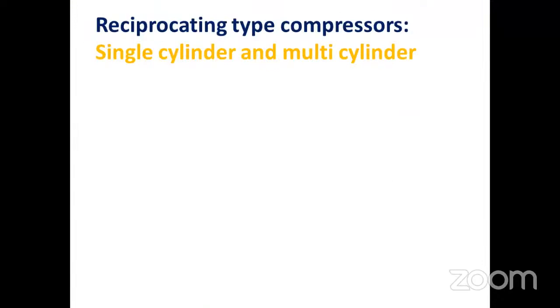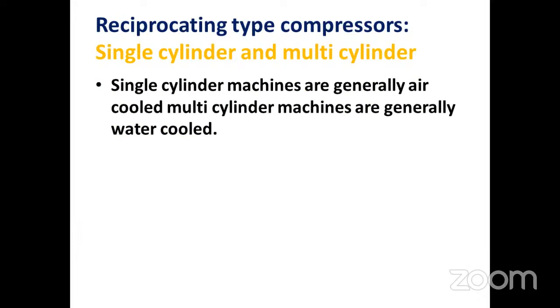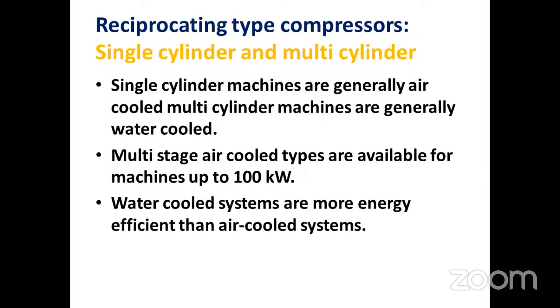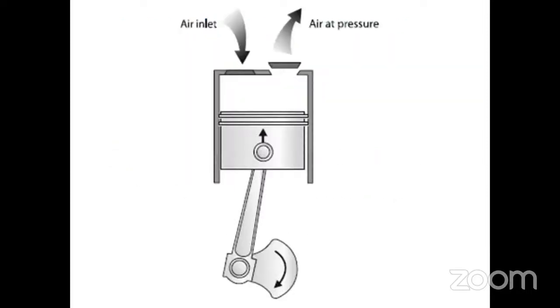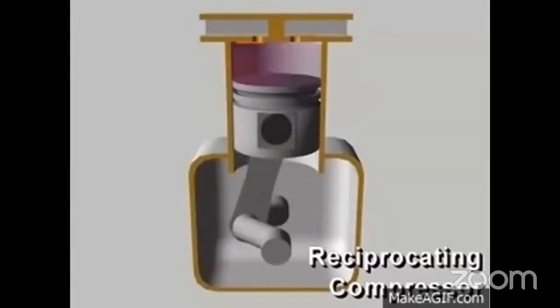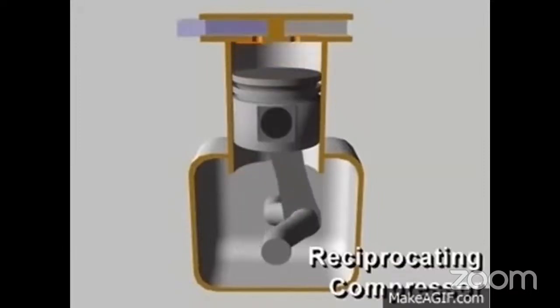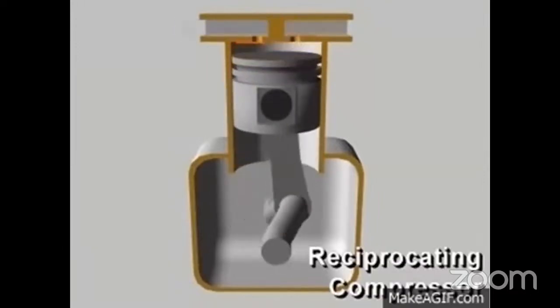Reciprocating type compressors, single cylinder and multi-cylinder. Single cylinder machines are generally air cooled. Multi-cylinder machines are generally air cooled or water cooled. Water cooled is generally more efficient than air cooled. This is reciprocating type, which comes under positive displacement compressors.